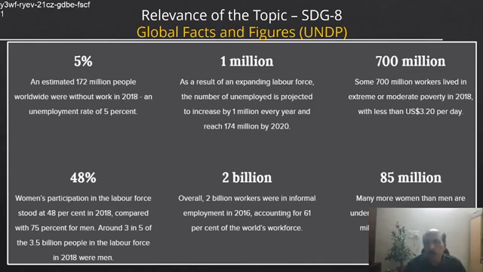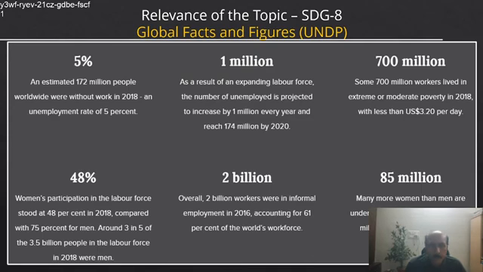The data put forward by the UNDP also makes it important that this topic is discussed. In the World Economic and Social Development report, they have given some data which says that 170 million people worldwide were estimated to be unemployed in 2018. The unemployment rate turns out to be around 5%. And they said that by 2020, it will increase to 175 million. It means every year, 1 million people will be added to the unemployed force of the world.